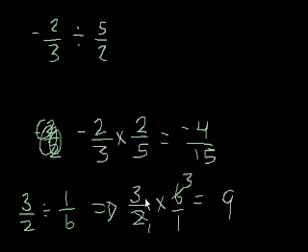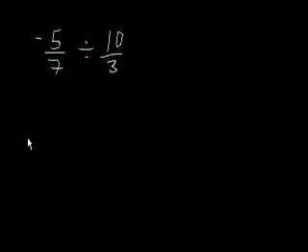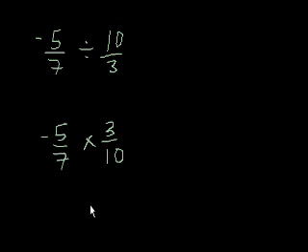Let's do a couple more. And of course, you can always pause and look at this whole presentation again, so you can get confused all over again. Let's do minus 5 over 7 divided by 10 over 3. Well, this is the same thing as minus 5 over 7 times 3 over 10. I just multiplied by the inverse. That's all I keep doing over and over again.